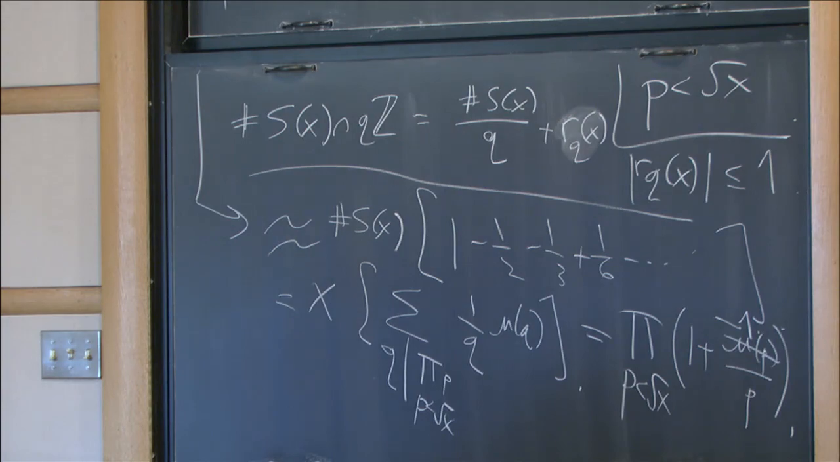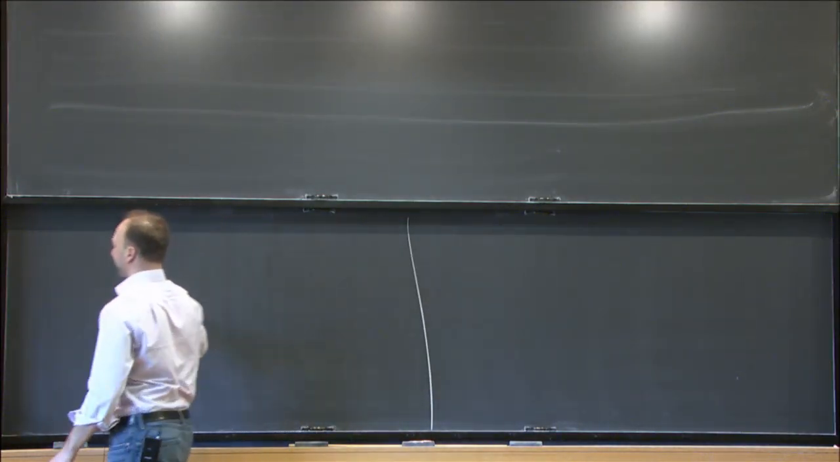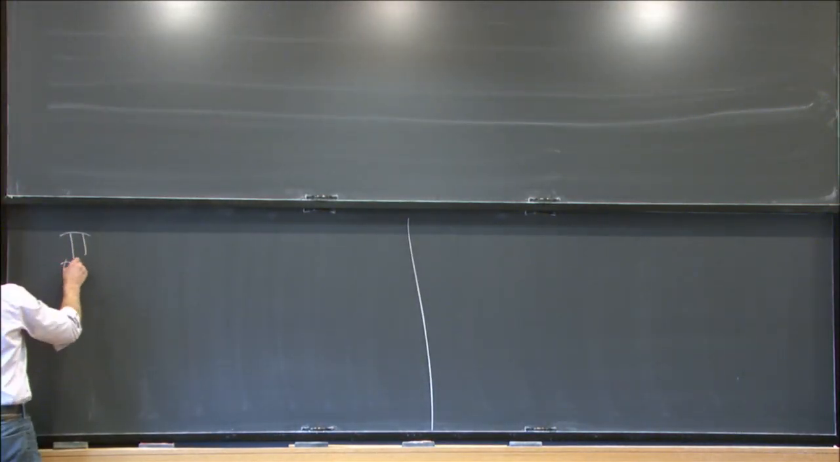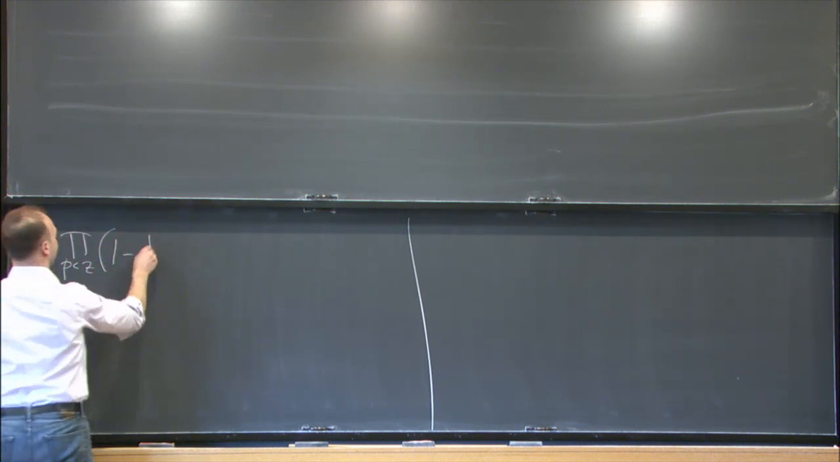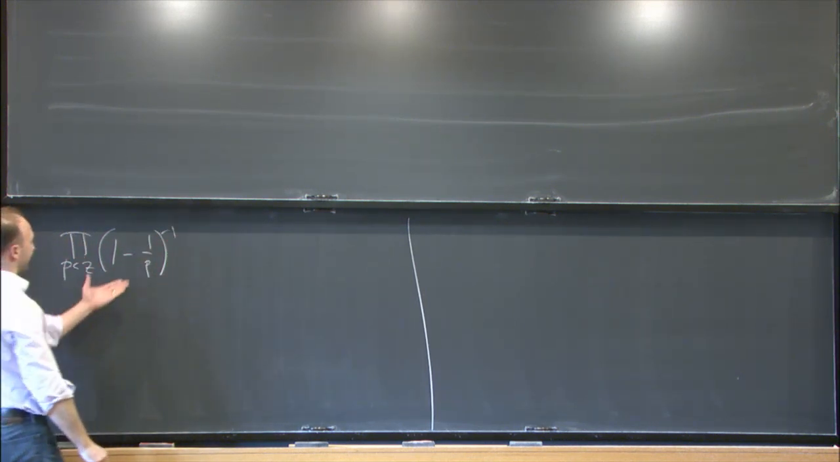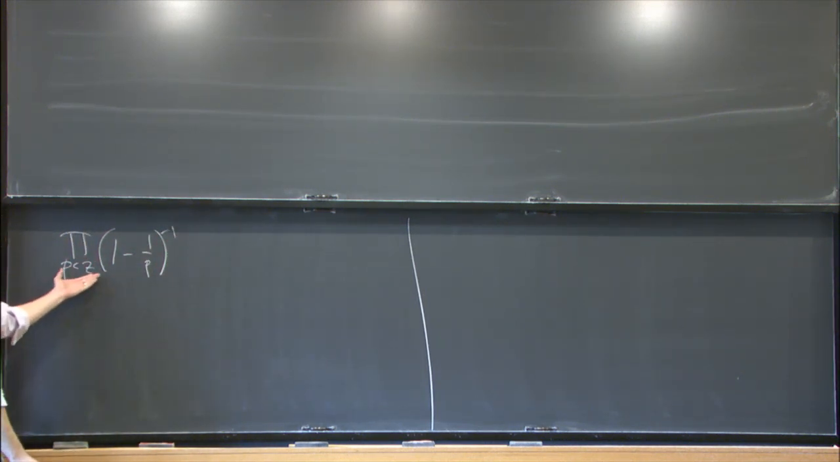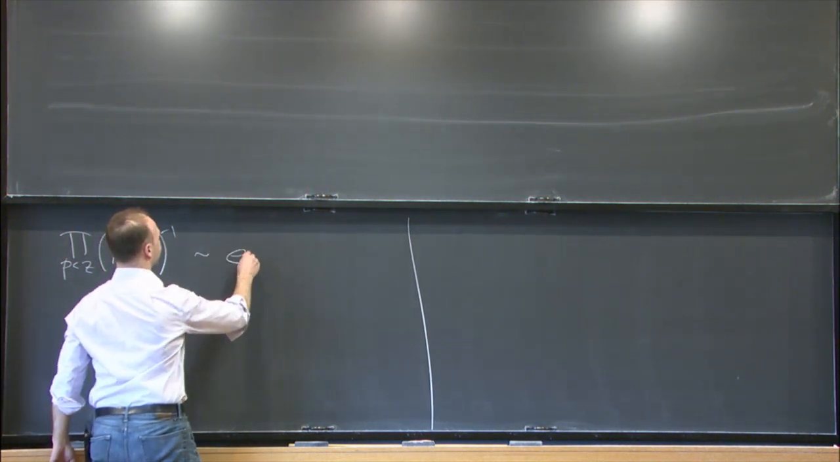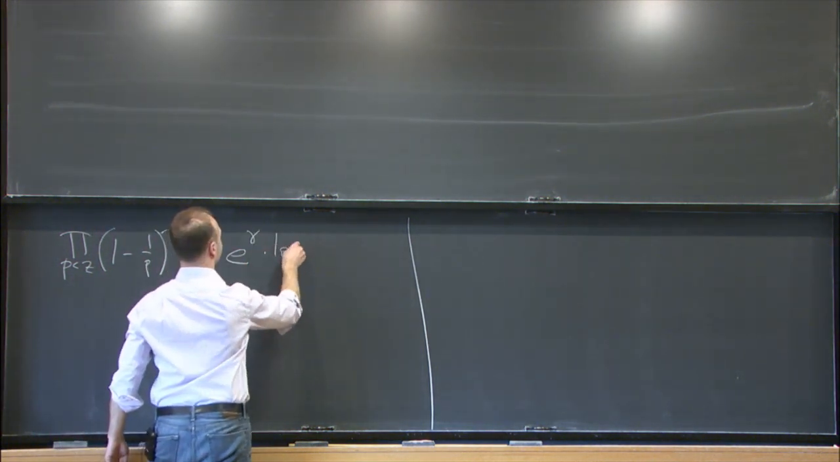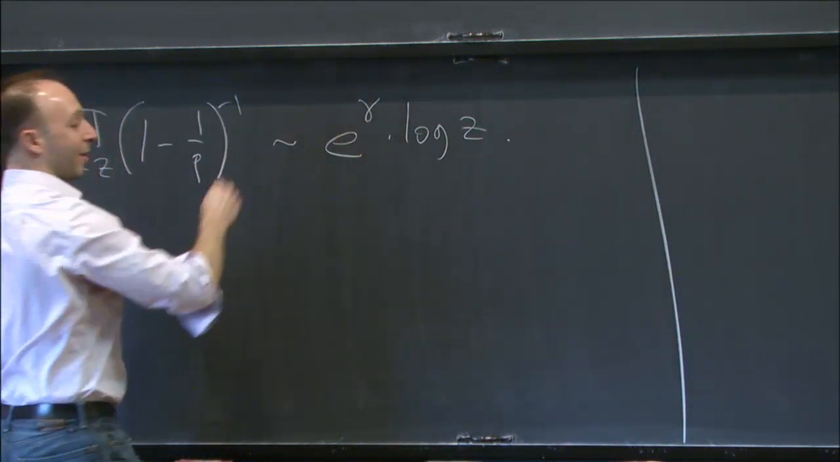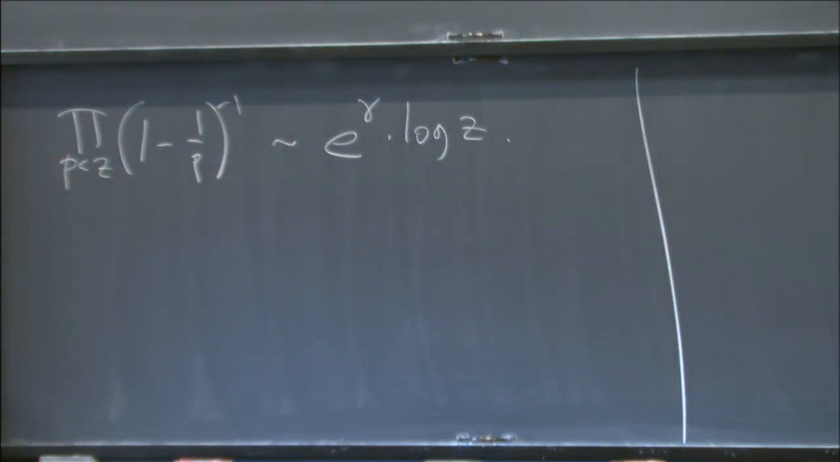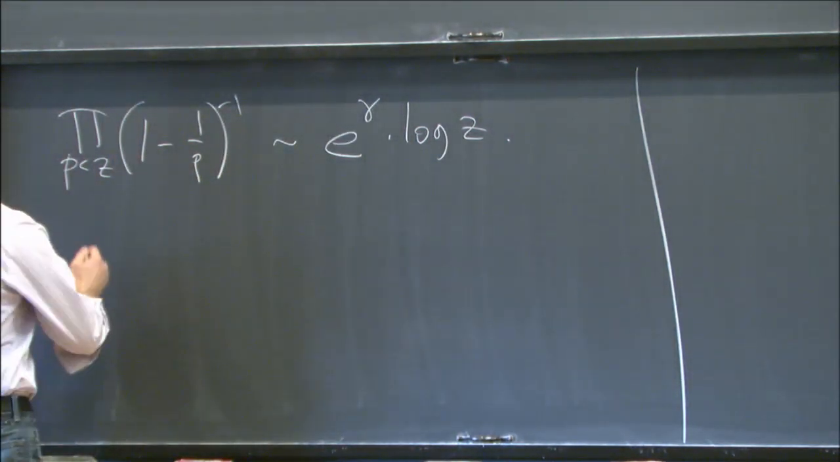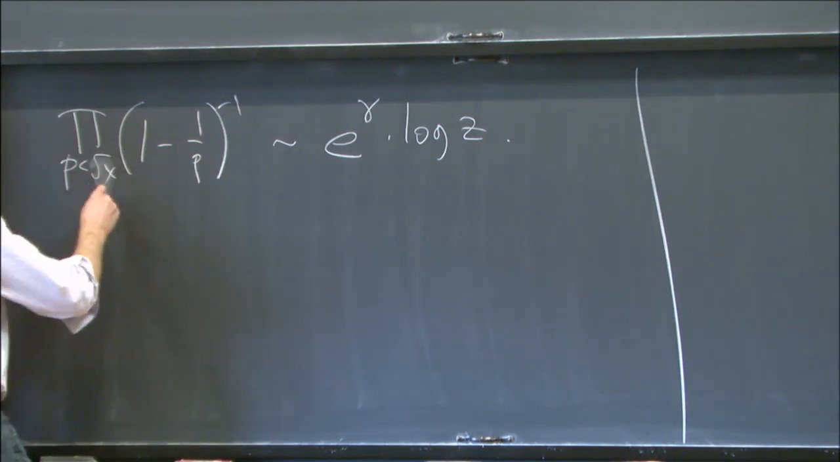Okay, and there's this old theorem of Mertens that if you take the product of the primes up to z of (1 minus 1 over p) inverse, so this is zeta. Of course, zeta at 1 diverges, so if you stop at some finite number of primes, that diverges to infinity at the rate e to the gamma log z, where gamma is the Euler constant. Okay, so now I'm going to put in root x.